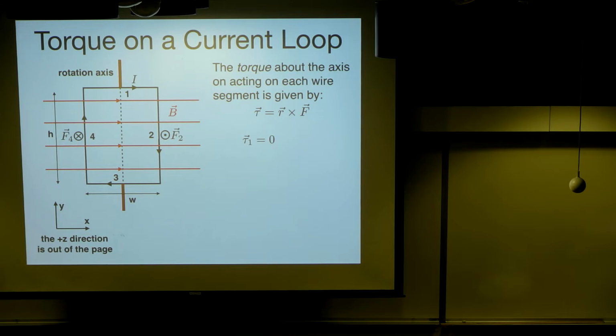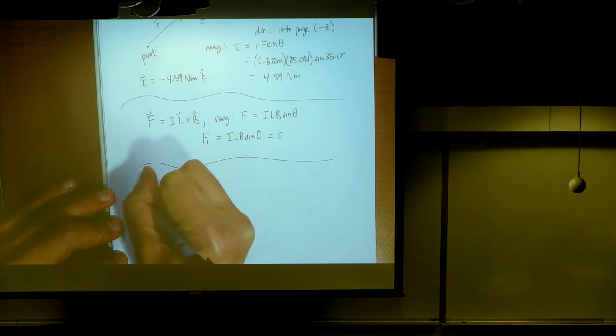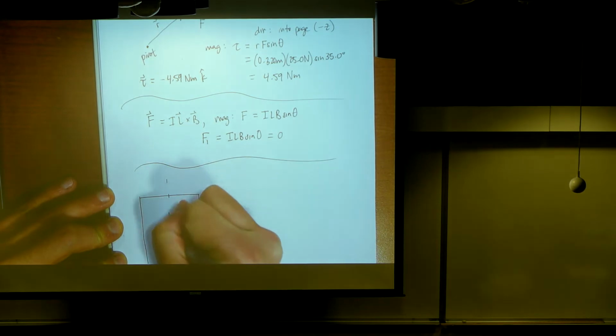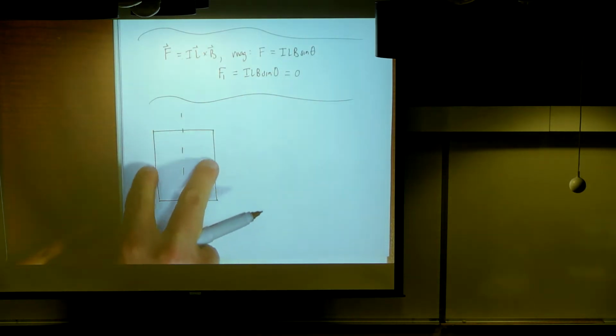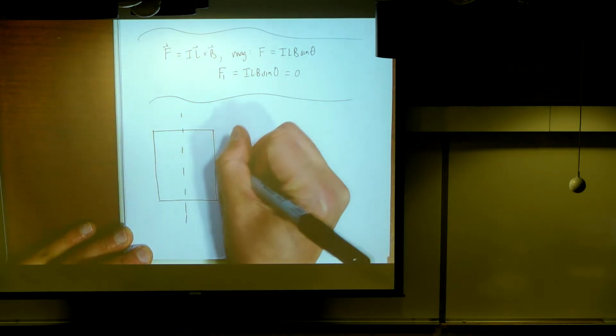So let's do that real quick. All right, so here's what you should be thinking. Here is our loop. Here is our axis like this. And you agree we only have to really consider segments 2 and 4 because the others have 0 torque.